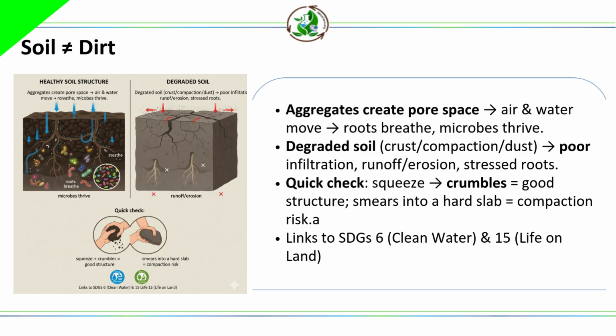But when soil is degraded, crusty, hard-packed, or just plain dusty, those pores disappear. Water can't soak in, causing erosion. Roots can't reach down, and beneficial microbes are squeezed out. You can feel this difference by squeezing a handful of soil. If it crumbles easily, structure is good. If it just forms a hard ball or smeary blob, it's compacted.